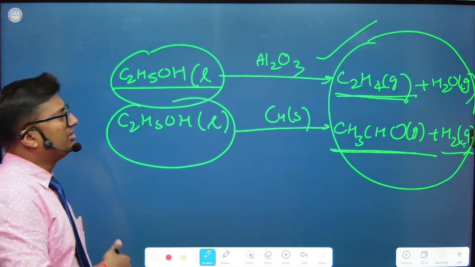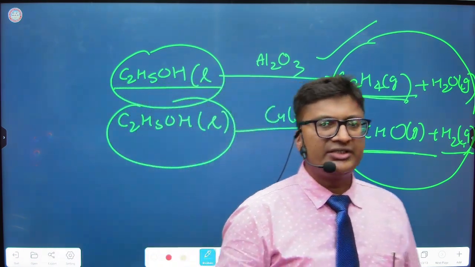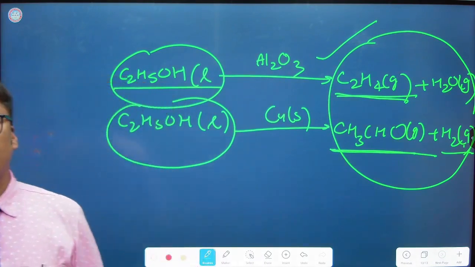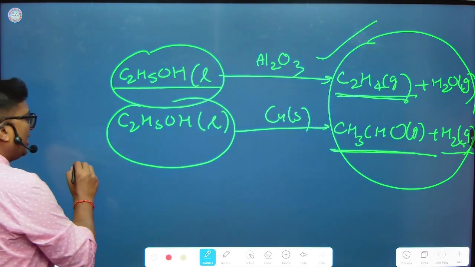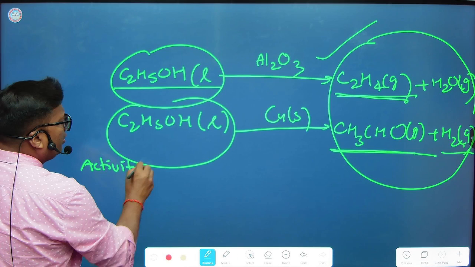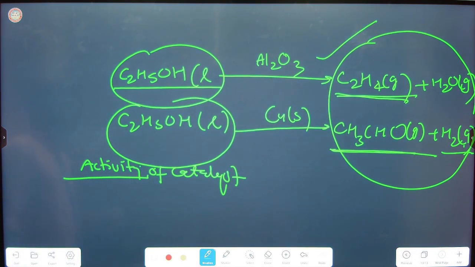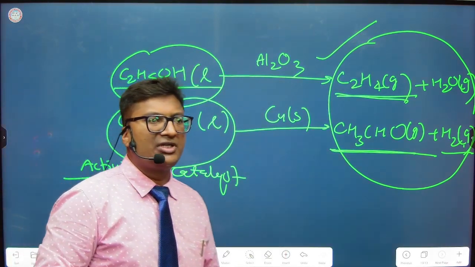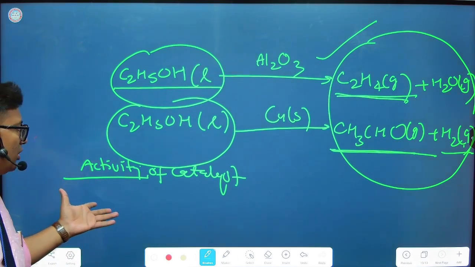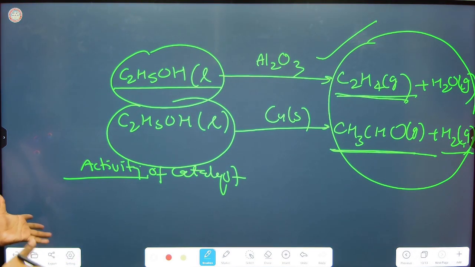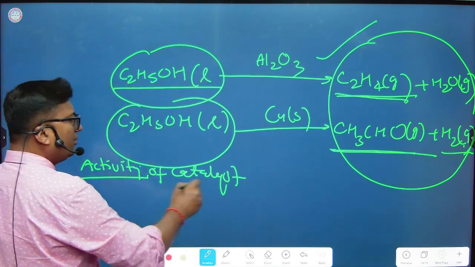So these are the examples actually used to enhance the rate of the reaction and to produce the products, either desired or undesired. The main important thing is the activity of the catalyst. Activity of the catalyst means the number of active sites that are involved in the reactions, or actually used to create the collisions among reactant molecules so that they can produce the product. So this is the activity of the catalyst, right?